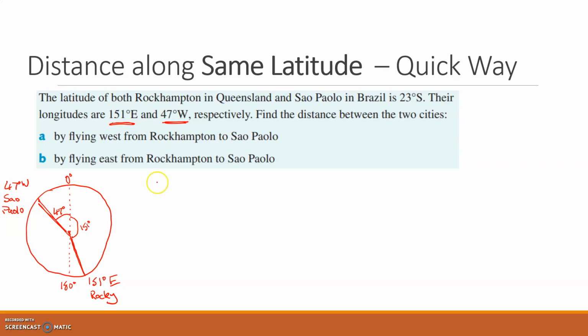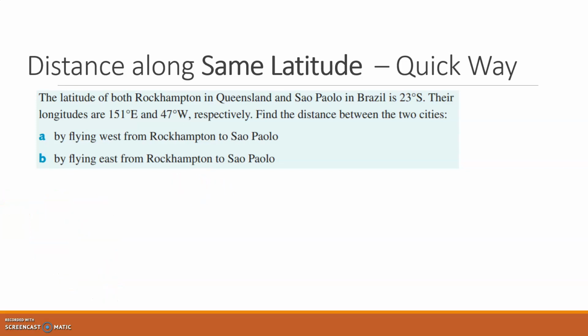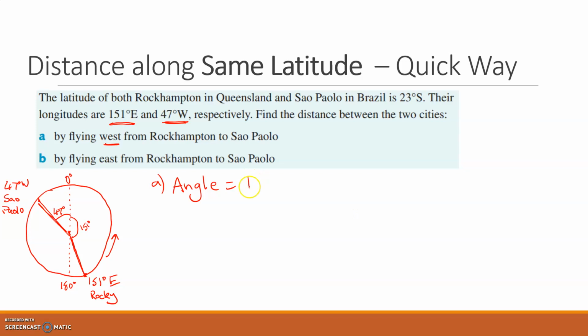For part A, I want to fly west from Rockhampton to Sao Paulo. So I start here at Rocky and I head west, and we've said west is anti-clockwise, so I'm heading in this direction. Heading in that direction, the angular distance is going to be 151 degrees, this distance here, plus 47 degrees to get all the way around. That's going to give me 198 degrees. So that's the angular distance between those two points.